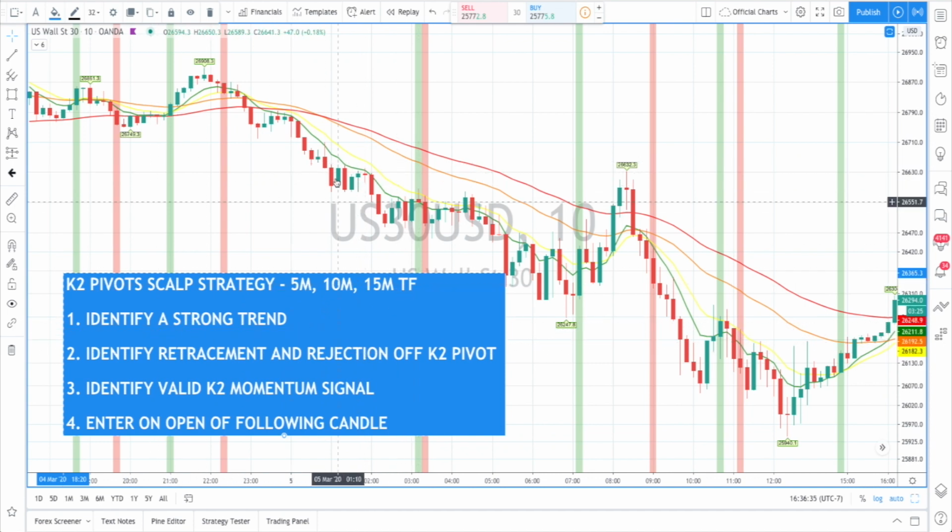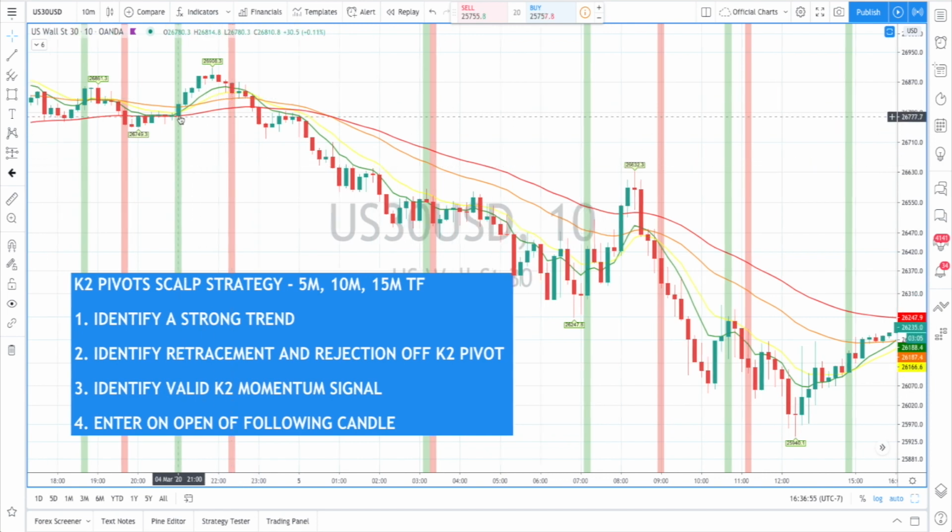So in this situation right here, we've met the first two requirements. We've identified a strong trend downwards, we've identified a retracement upwards, and we've identified a rejection off the K2 pivot right here. Lastly, we want to identify a valid K2 momentum signal. So as you can see right here, this would be a valid sell signal because it's a sell signal with a red bearish candle. Right here, this would be a valid buy signal because it's a green buy signal with a green bullish candle. This would be an example of an invalid momentum signal. This is invalid because it's a buy signal with a red bearish candle, so they're going the opposite directions. Obviously, that would be invalid.